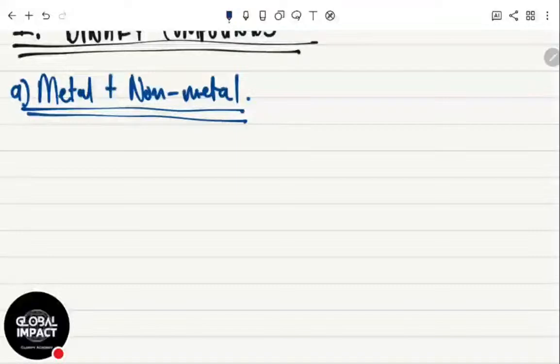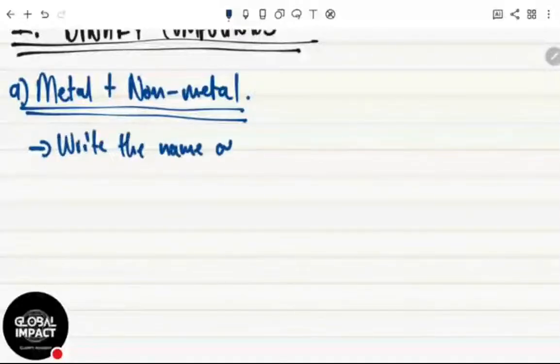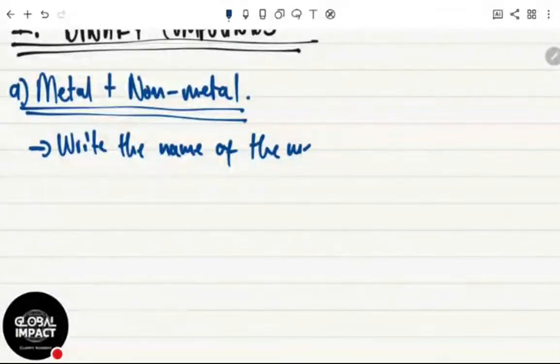If one of the atoms is a metal, then the other one is a non-metal. Then what you're going to do is, how to name it? You are going to write the name. We have to be fast. We don't want to spend time. We're going to write the name of the metal as it is.